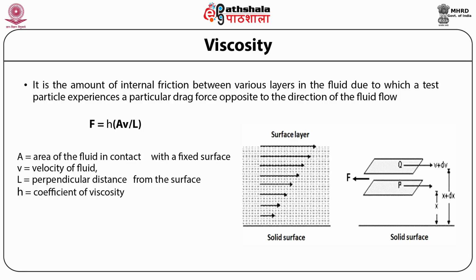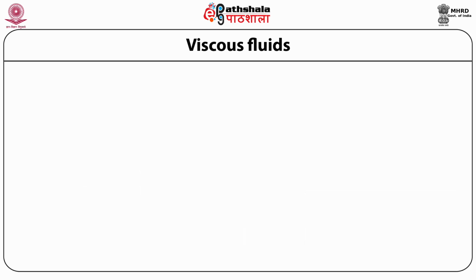You can see from this picture that as you go away from the fixed surface, the velocity of the fluid keeps on increasing linearly, and the drag force, because eta is constant, and L increases as you go away from the fixed surface, so the drag force F also keeps on increasing. In this slide, we see, depending on the value of the viscosity coefficient, various kinds of viscous fluids.